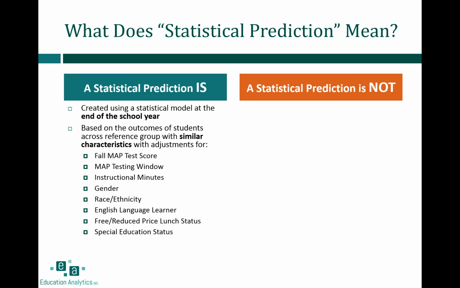A statistical prediction is based on the outcomes of students across the reference group with similar characteristics, with adjustments for the fall MAP test score of a student, the MAP testing window between the fall and spring score, the instructional minutes, gender, race, ethnicity, English language learner, free reduced price lunch status, and special education status. A statistical prediction is designed to create an apples-to-apples measurement of an educator's impact.